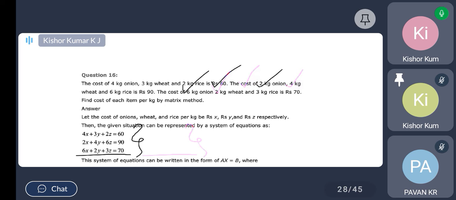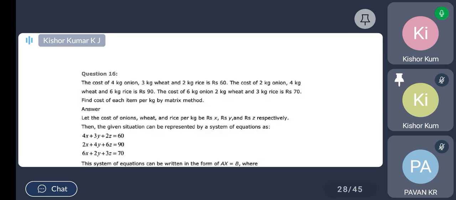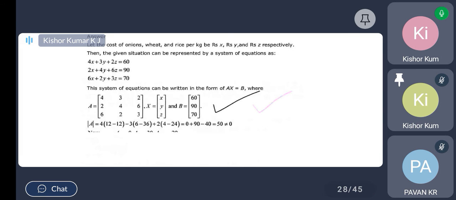So if you have got your equations, if you go for solving this, it's a very simple thing. After getting the equations, just mention the matrix A, matrix X, matrix B as it is.